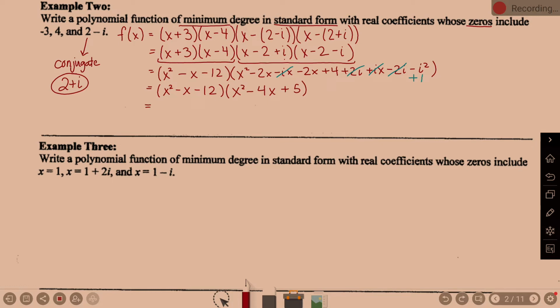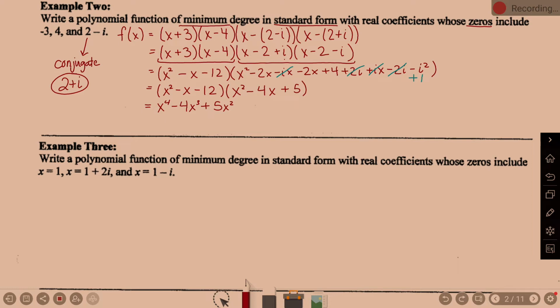I'm going to take x squared in the first parenthesis times everything in the second parenthesis. So x squared times x squared, x to the 4th. X squared times minus 4x, minus 4x cubed. X squared times 5, plus 5x squared.